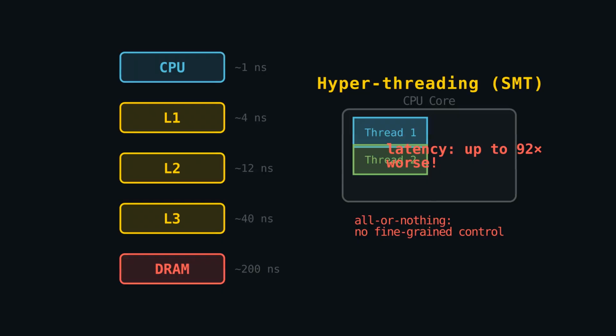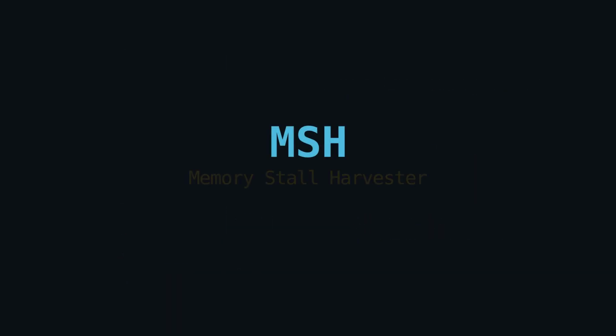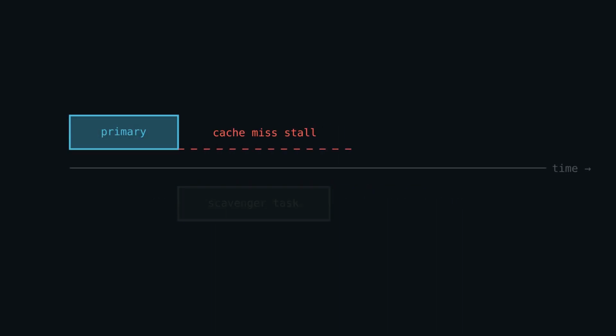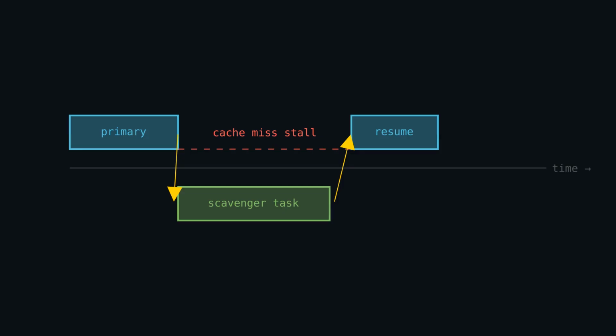MSH takes a fundamentally different approach. What if software could decide precisely when to switch away and when to come back? Think of it like a chef. When they put something in the oven, they don't just stand there staring at it. They start prepping the next dish. When the timer goes off, they switch back.